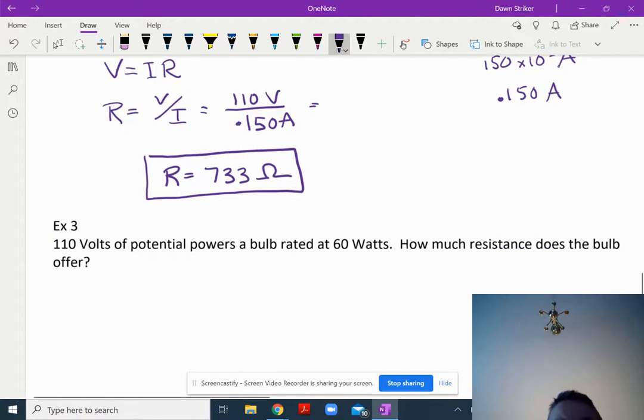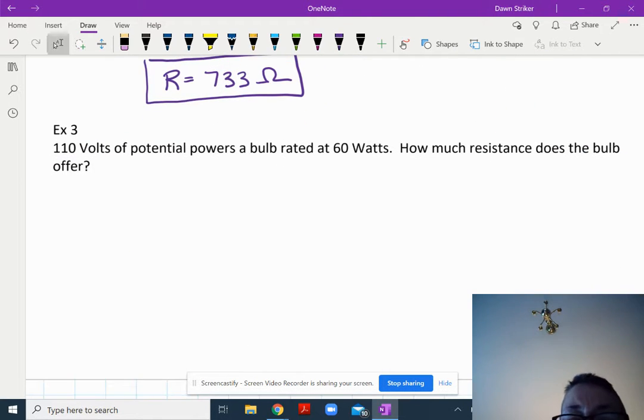One more problem. This one is a little bit different, but you will have some like this. And so let's see what we have. 110 volts of potential powers a bulb that's rated at 60 watts. Well, if you ever bought a light bulb, you know that they're rated in terms of wattage, how much power they convert from electrical energy into light and heat. And so 110 volts, 60 watts.